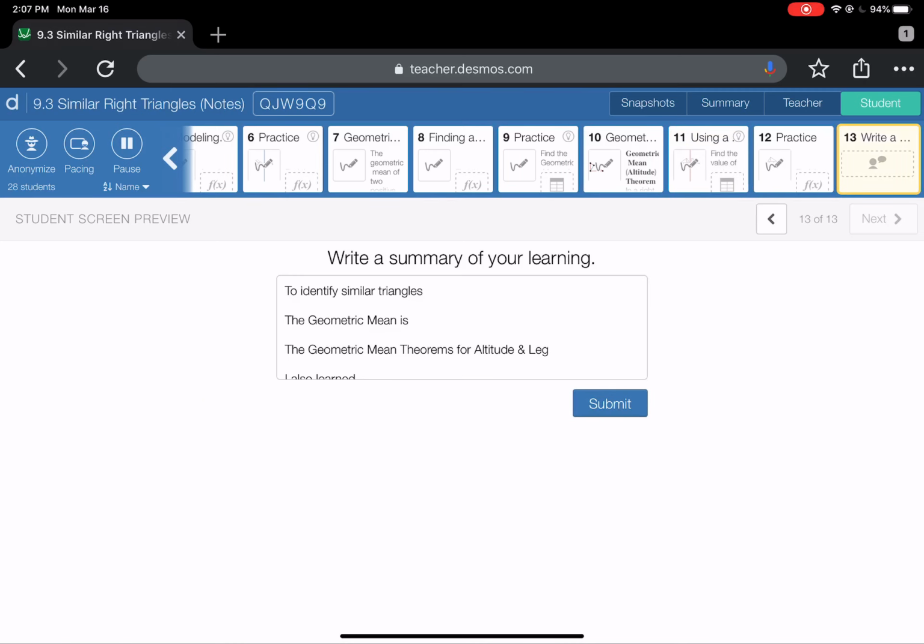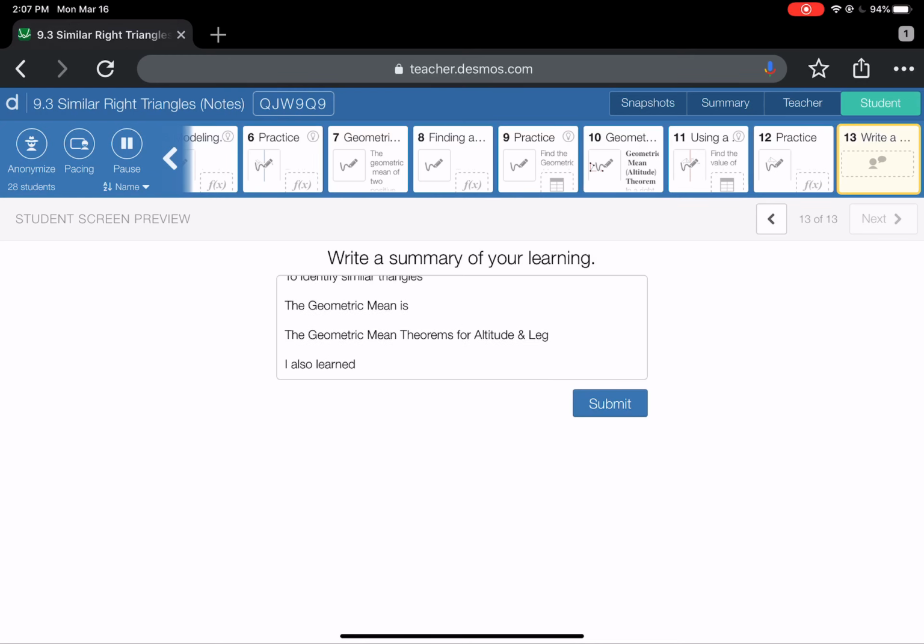Well, that is the end of our Chapter 9, Section 3, Similar Right Triangles. I hope you learned a thing or two about finding similar right triangles, finding the geometric mean, and using the geometric mean to find the altitudes and or legs of right triangles.